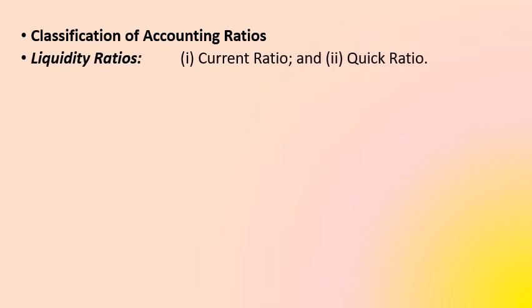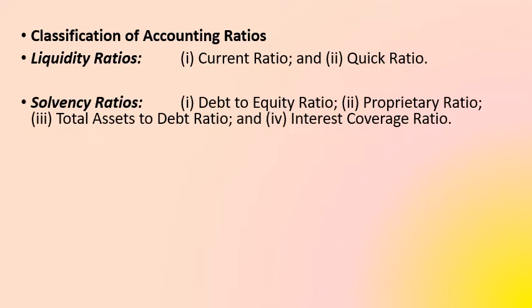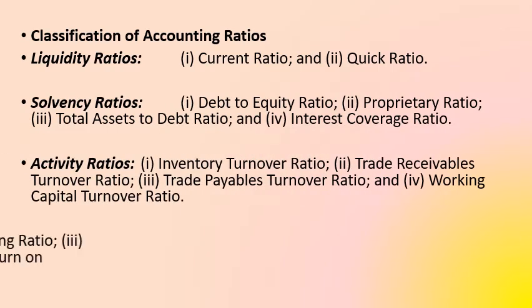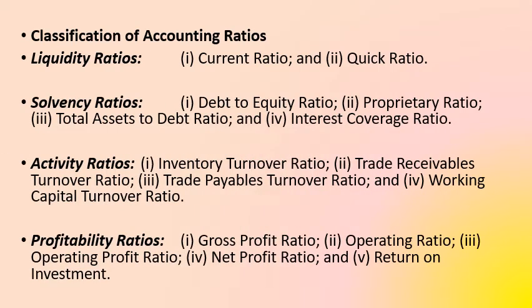Classification of ratios: it is basically classified in four categories. One is liquidity ratio, another is solvency ratio, third is activity ratio, and finally profitability ratio. Under each head there are different ratios. In the liquidity ratio we have current ratio and quick ratio. Under solvency ratio there are four ratios: debt equity ratio, proprietary ratio, total assets to debt ratio, and interest coverage ratio.